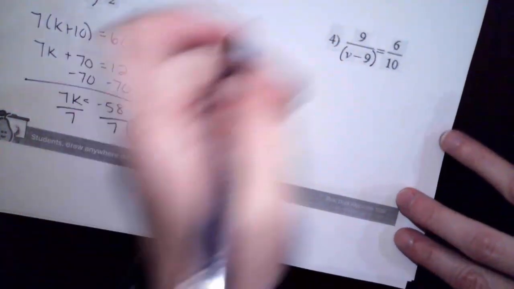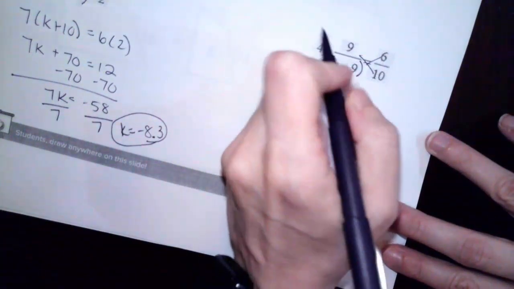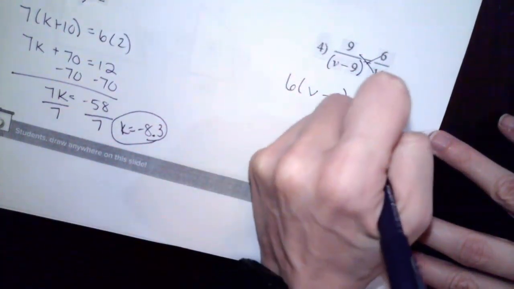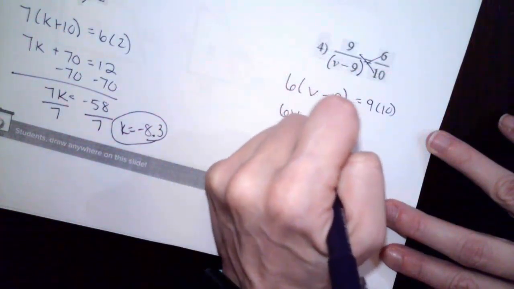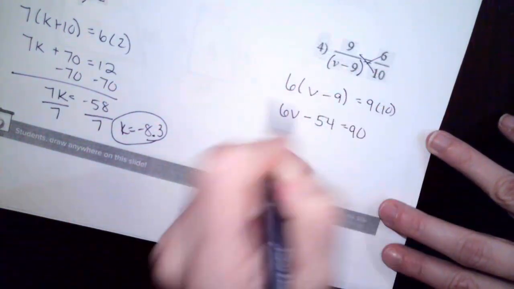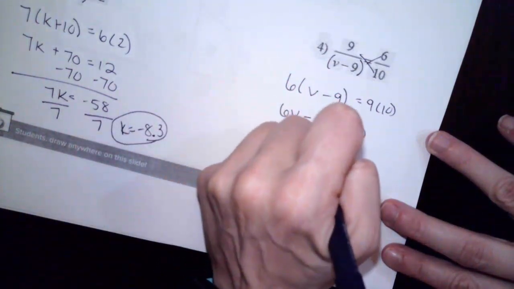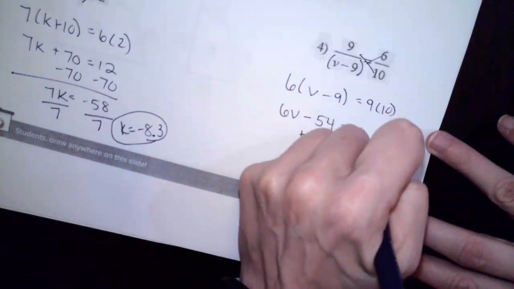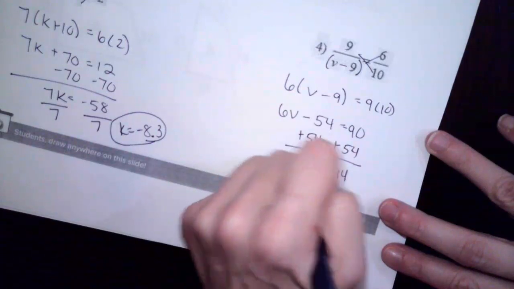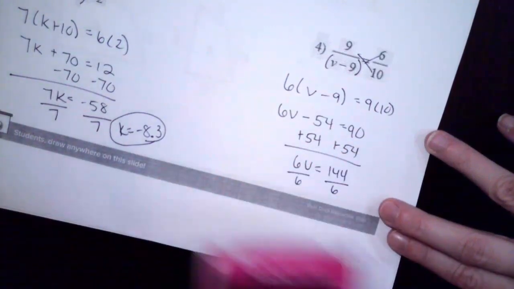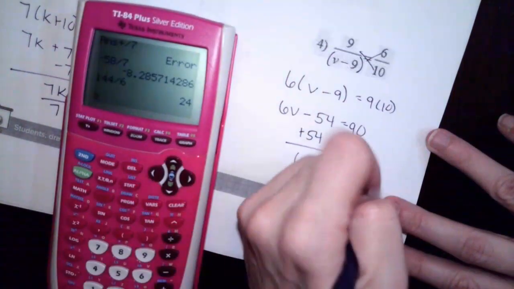Okay. Next one. 6 times v minus 9 equals 9 times 10. So 6v minus 54 equals 90. Gotta get the 6v by itself, so you're going to add 54 to both sides. So 6v equals that 144. Divide both sides by 6. And you should get 24.